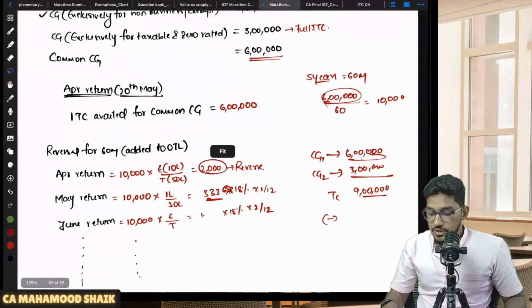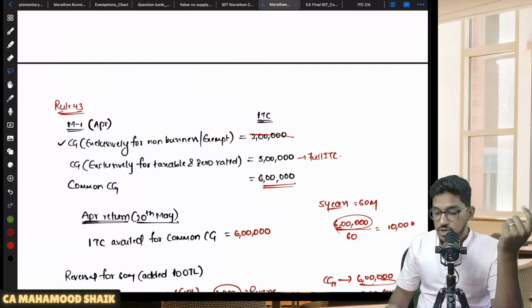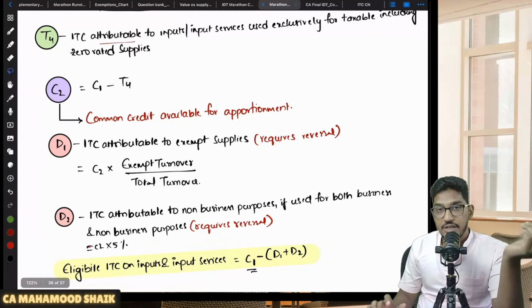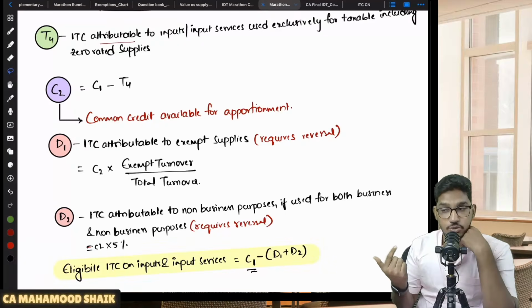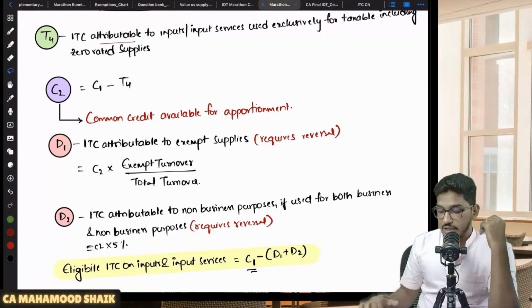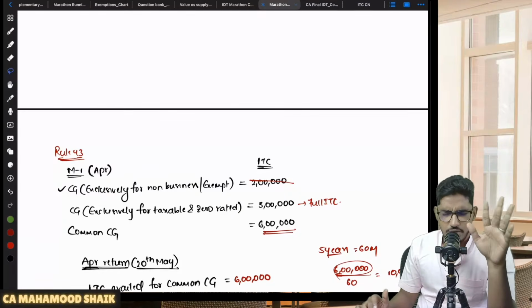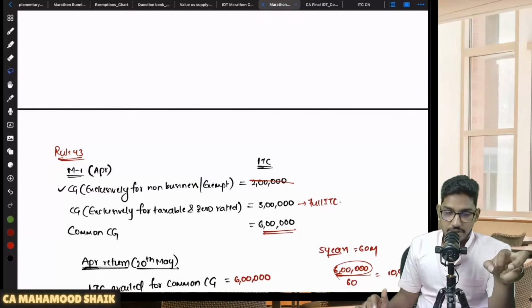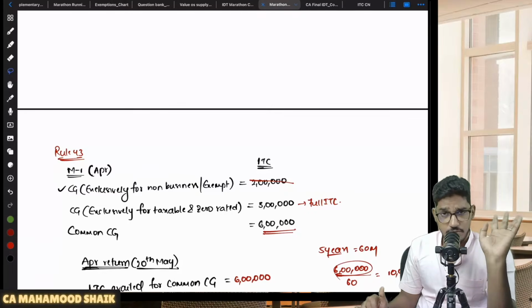Right. Rule 43 talks about how to do the apportionment of ITC in respect of capital goods. Till now, whatever we have seen relates to how to apportion ITC with regard to inputs and input services. In the same way that we have inputs and input services which we use commonly for taxable and exempt, and for business and non-business purposes, we might also have capital goods which we are going to use for taxable as well as exempt supplies, or for business as well as non-business purposes.